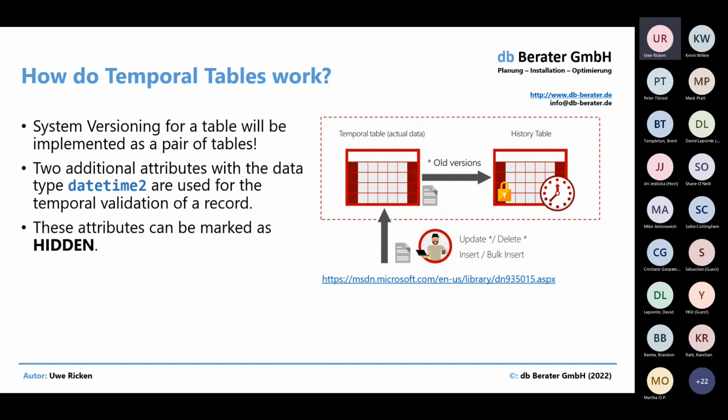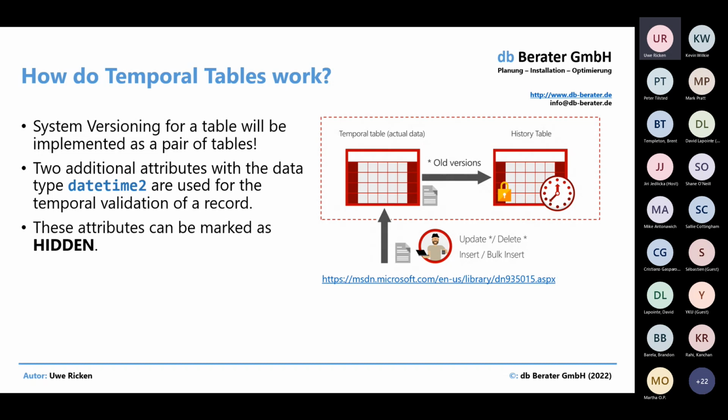What is required is that we need to have 2 additional attributes with your data. They must be datetime2, and they store the validation, or the range of the date, from what timestamp to what timestamp the data was valid. They are used for the temporal validation of a record. And here comes a very cool point, and this is something Microsoft was thinking about.